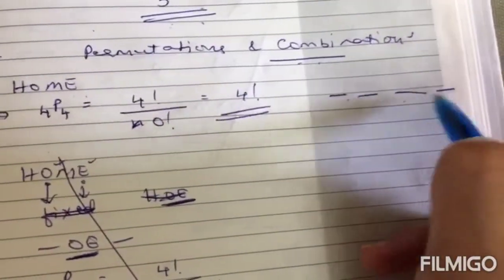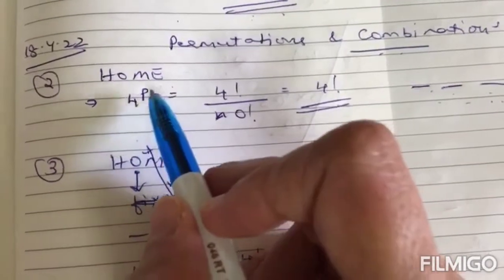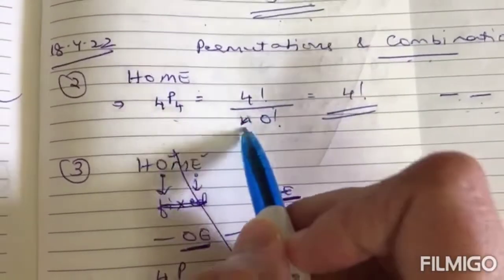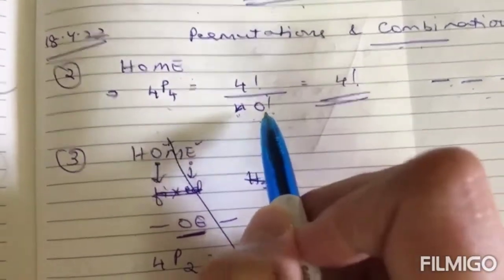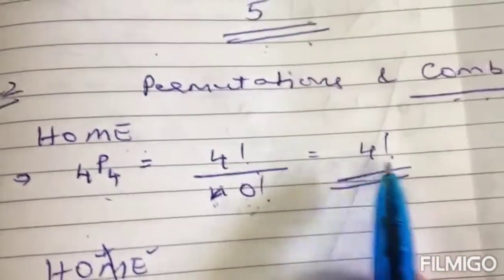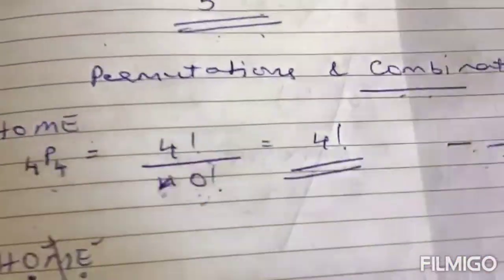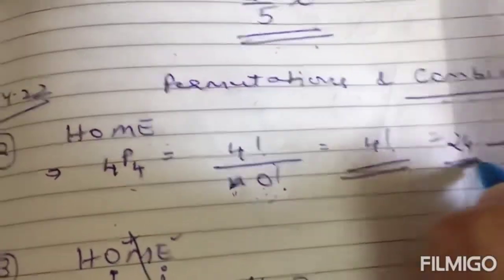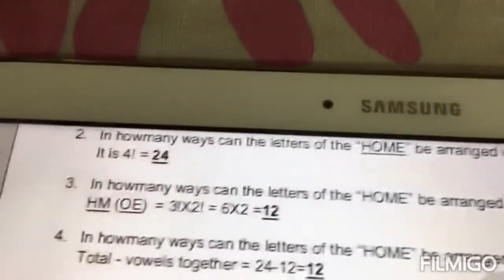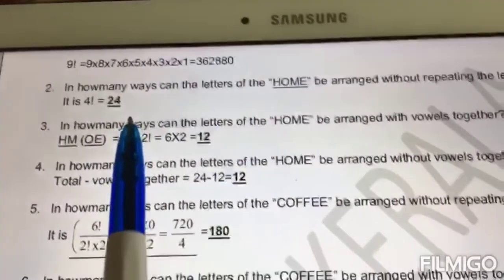See, HOME. We cannot add any more places. So it will be 4P4, which is 4 factorial divided by (4 minus 4) factorial, which is 0 factorial, and we know that 0 factorial is 1. So this answer will be 4 factorial, which is equal to 24. The answer here is 24. So we can arrange the letters of the word home without repeating them in 24 ways.